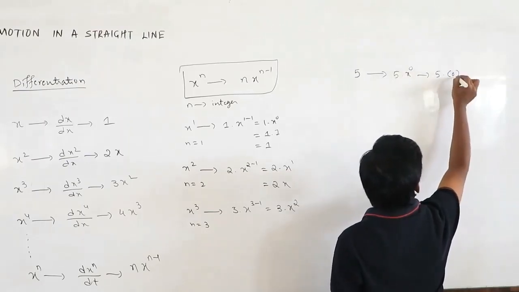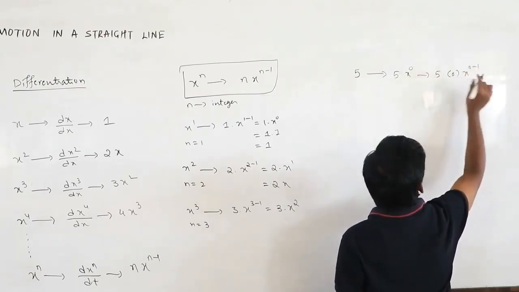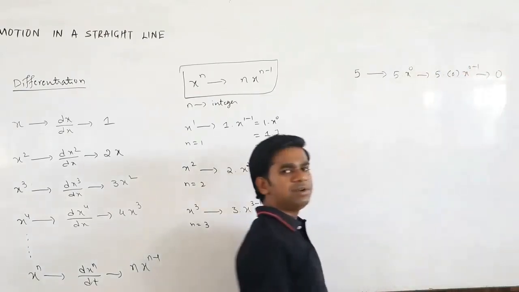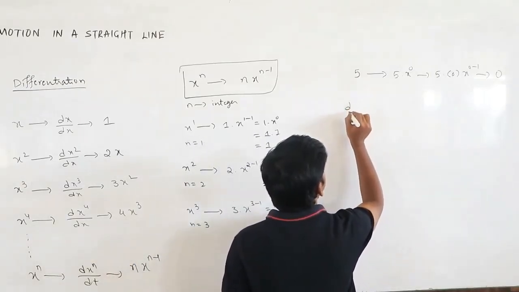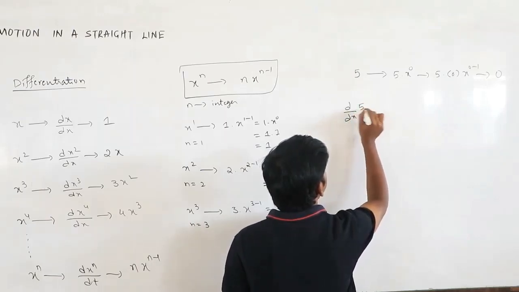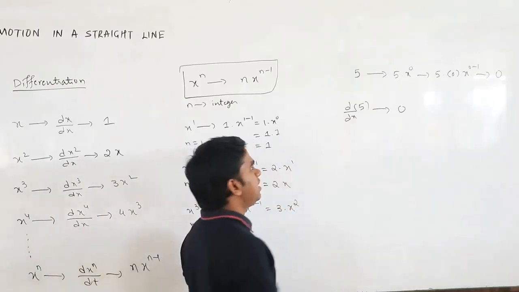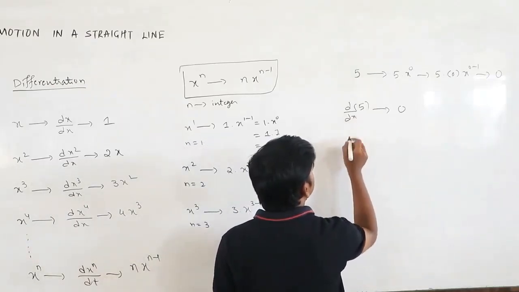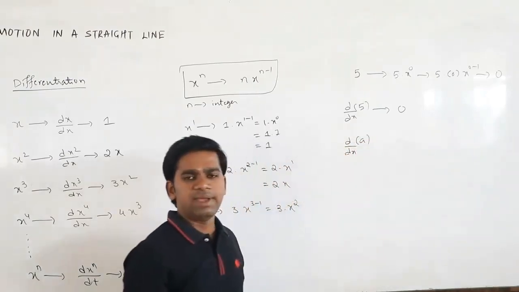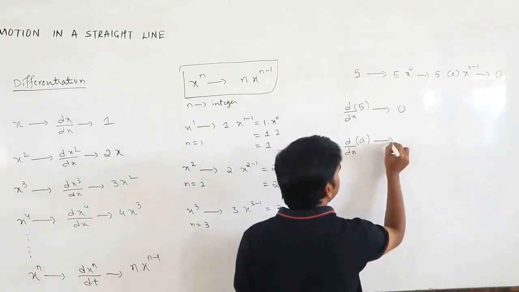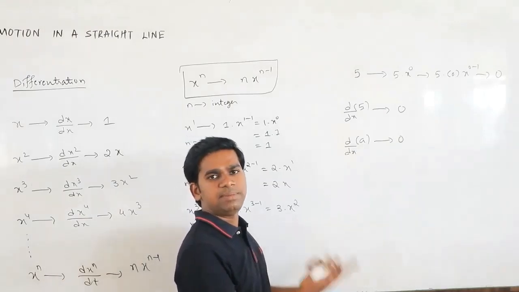0 is there. So 0 into x raised to 0 minus 1. 0 into everything will become 0. So what can you write? Differentiation of 5 is going to be 0. Differentiation of a: a is not a variable, it is a constant. So that is also going to be 0. Differentiation of some b is going to be 0.